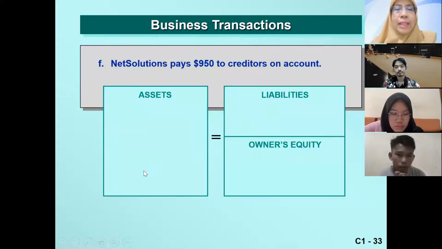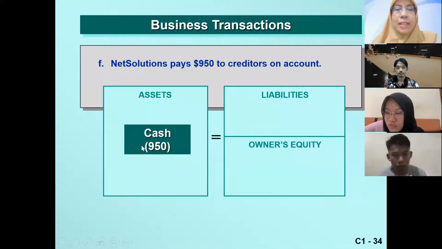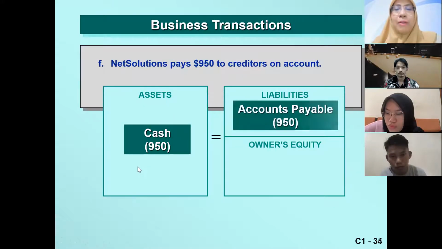And then the next one, Net Solutions pays $950 to creditors on account. Yeah, so the liabilities in here are paid by the company. Of course, we are going to deduct cash for paying our liabilities. We deduct cash 950, we deduct liabilities 950.